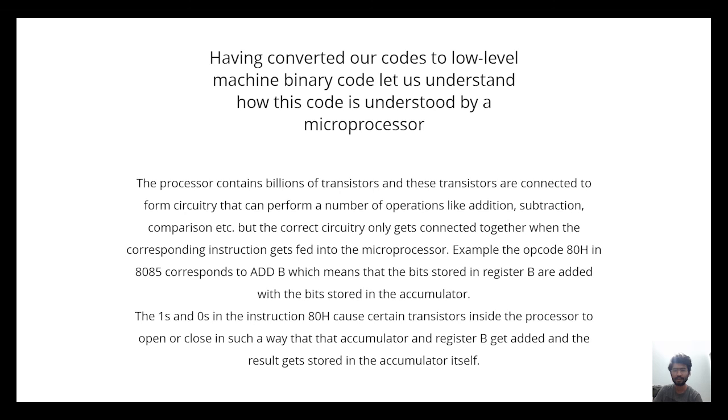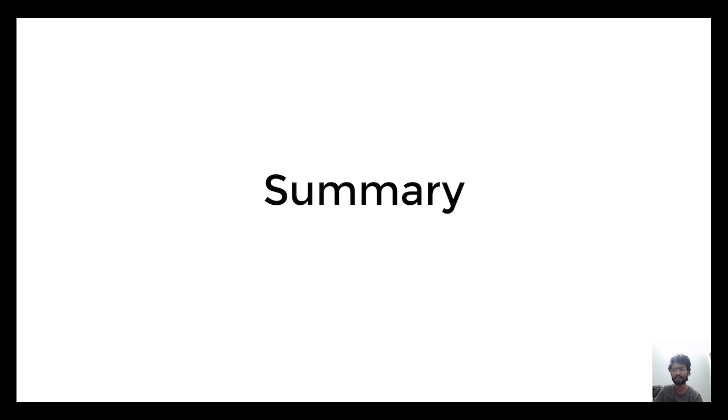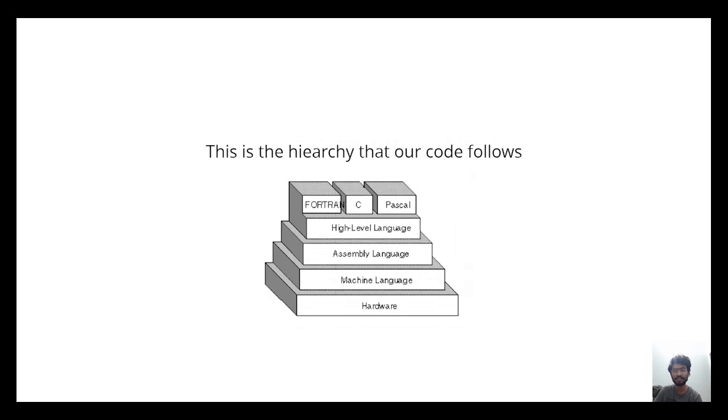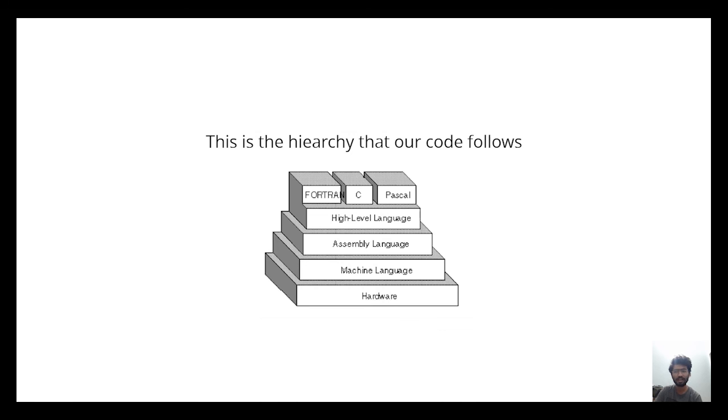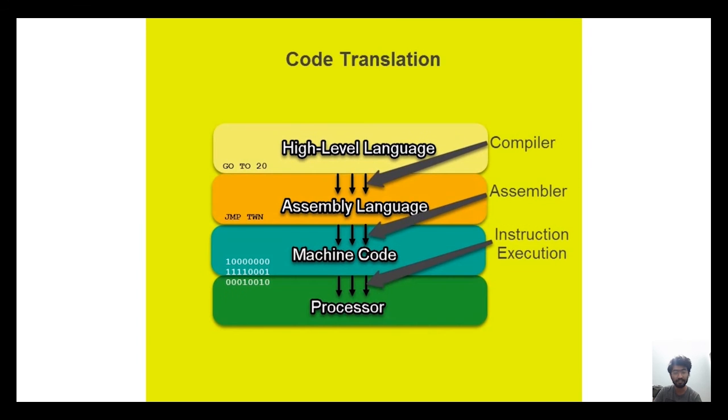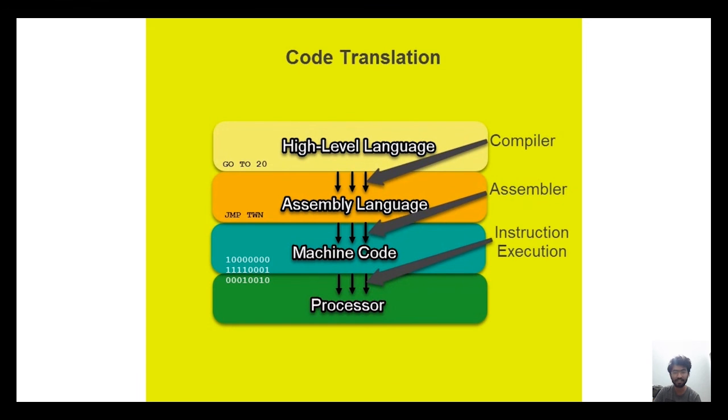Let's summarize our discussion. So as to make computers understand our commands, our code goes through a process to convert our English typed alphabets to machine code. This translation follows the following hierarchy, which is shown on the screen. Our code is first translated to assembly language by the compiler, which in turn is translated to machine language by the assembler. This code instructs the processor to do the required task.